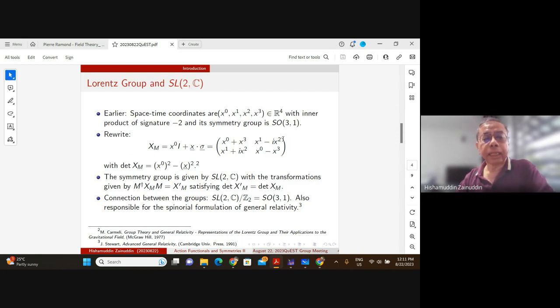Okay, and this matrix you can easily check that the determinant is simply the absolute four-dimensional interval, which is the invariant. So any transformation, in this particular case, that preserves the determinant of this kind of matrix will be a symmetry group. In this particular case, you find that your symmetry group is given by SL(2,C).